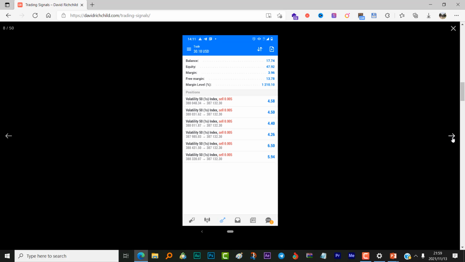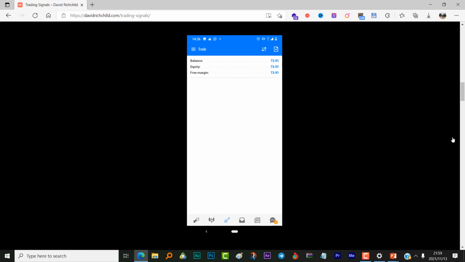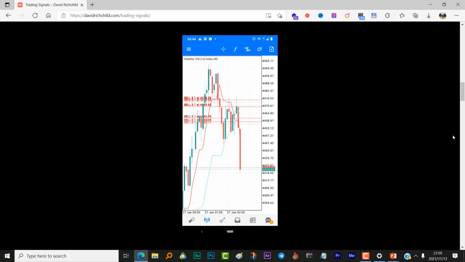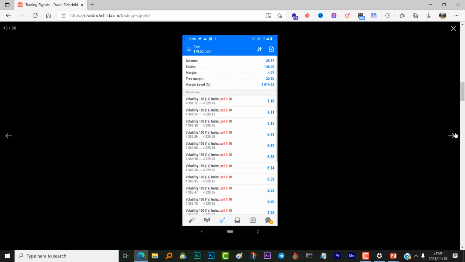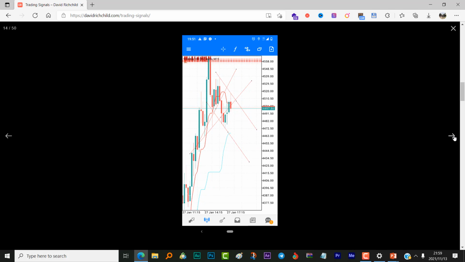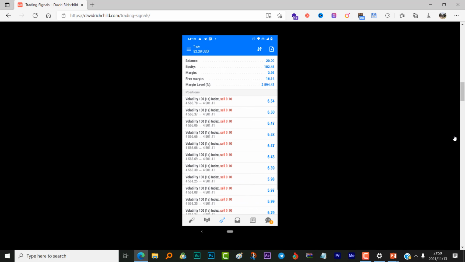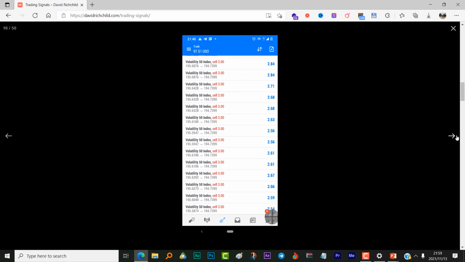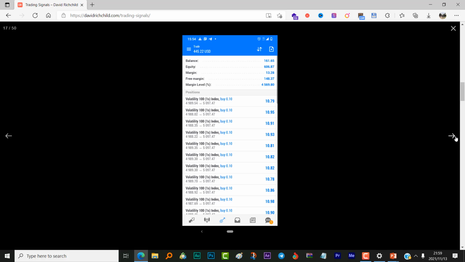As you can see, guys, synthetic indices are a very profitable trading instrument, and you can trade with a very small amount and actually make a very significant amount of profits. You can see here $25 was taken to $145, and here I traded with $20 and took it to $102. The $161 was taken to about $445 on a single trade.